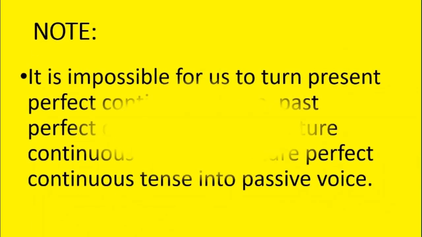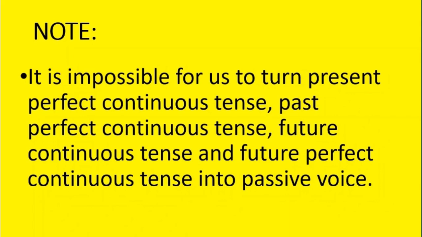Now, note this: it is impossible for us to turn present perfect continuous tense, past perfect continuous tense, future continuous tense, and future perfect continuous tense into passive voice. We can change other forms of tenses into passive aside from these ones itemized. These ones cannot be changed into passive voice.